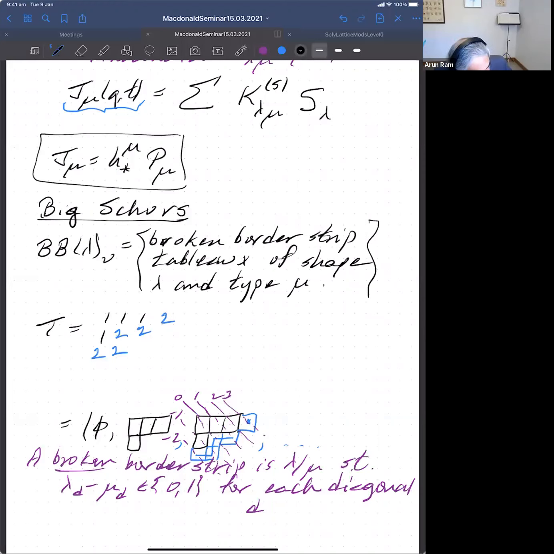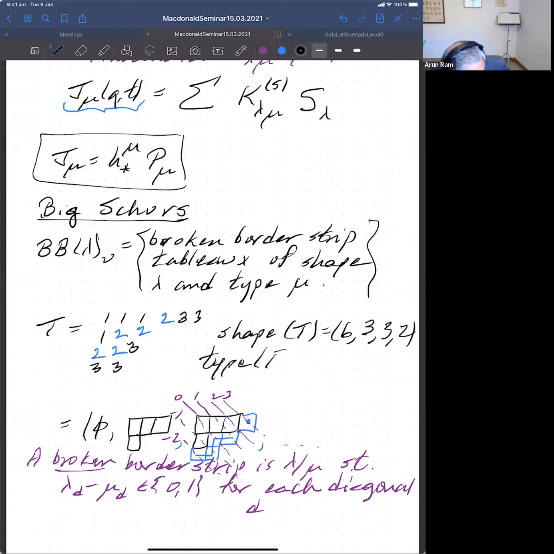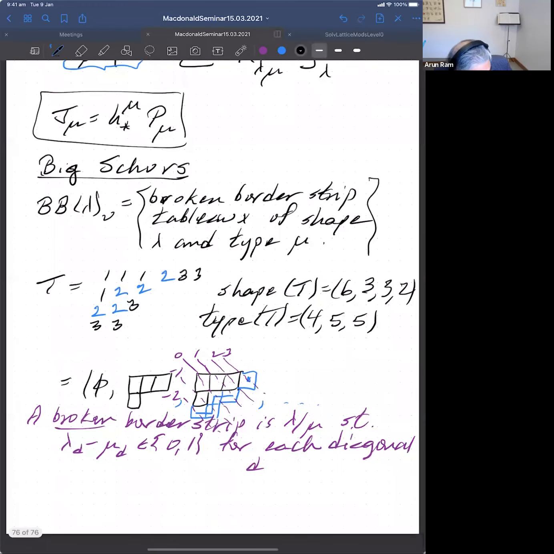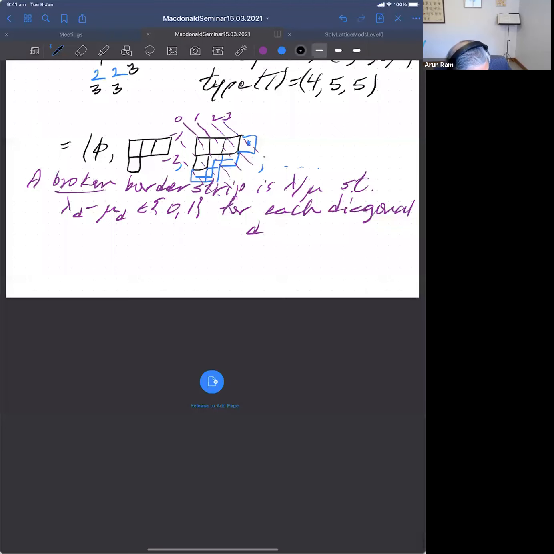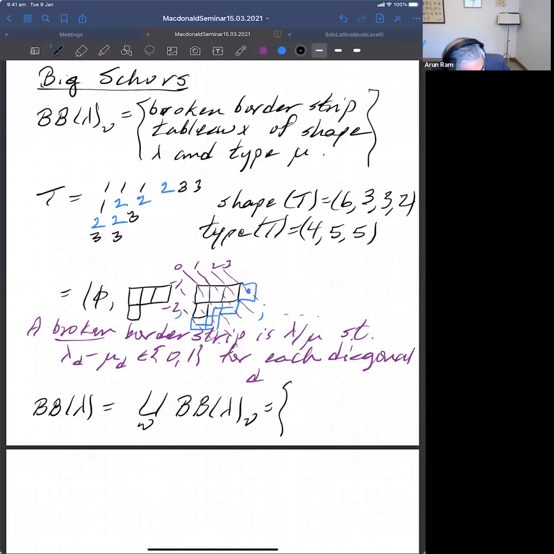So here I can add some 3s like this. So this one would have shape of T is 6, 3, 3, 2, and it would have type of T is: I had four 1s, five 2s, and five 3s. So each broken border strip tableau has a shape and a type, and I could define the set of all broken border strip tableaux as the sum of these. So this is the set of all broken border strip tableaux.